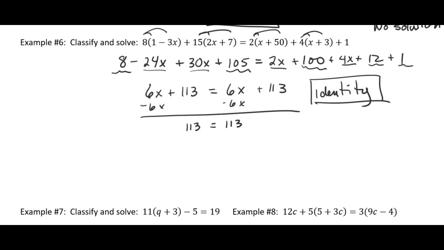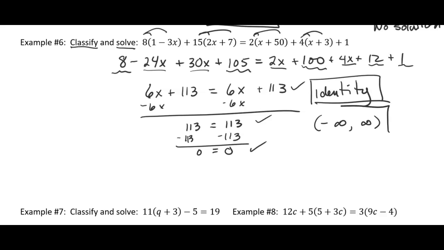Sometimes too, students will say, nope, I'm going to subtract 113 from both sides. You can do that too, but we already know it's an identity. You get 0 equals 0, which is still true, right? So it was true here, it was true here, and it was true up here. All of those make it an identity, but because it says classify and solve, we did the classification, it's an identity, and the solution set is all real numbers, negative infinity to infinity. We're going to write our solution in interval notation.